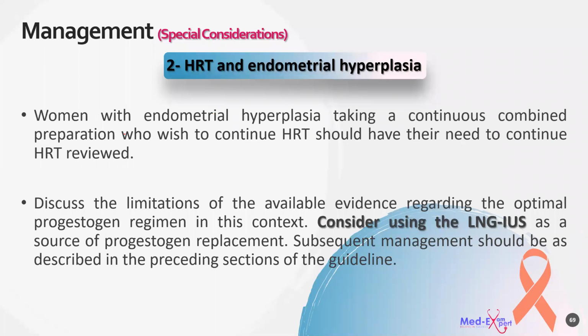Also, for women with endometrial hyperplasia who are already taking a continuous combined preparation, so they have been taking it from the start and they develop endometrial hyperplasia, at that point we have to address or review their need to continue the HRT. In other words, if there is a possibility to stop the HRT, they should stop HRT.